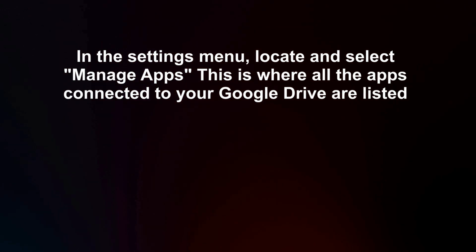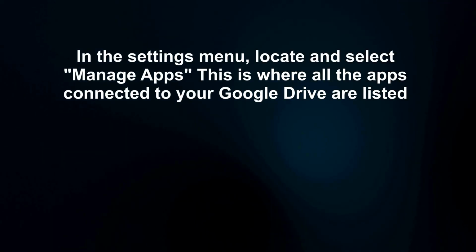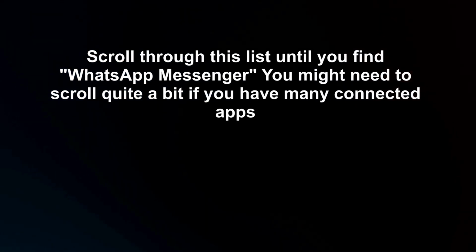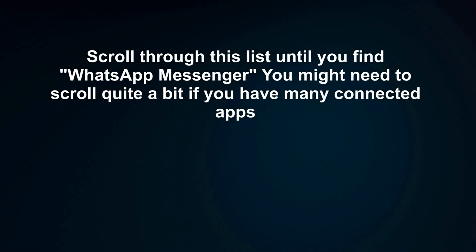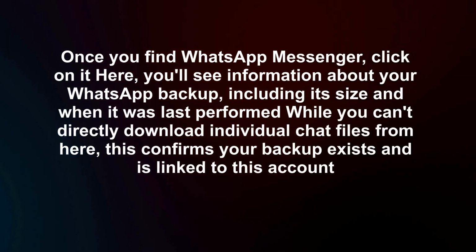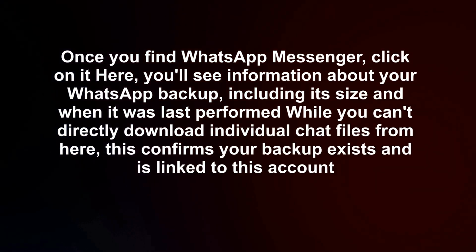In the Settings menu, locate and select Manage Apps. This is where all the apps connected to your Google Drive are listed. Scroll through this list until you find WhatsApp Messenger. You might need to scroll quite a bit if you have many connected apps. Once you find WhatsApp Messenger, click on it here.